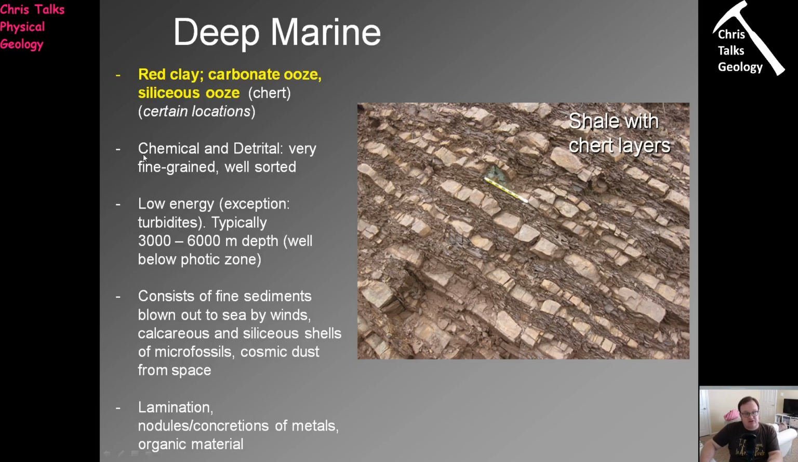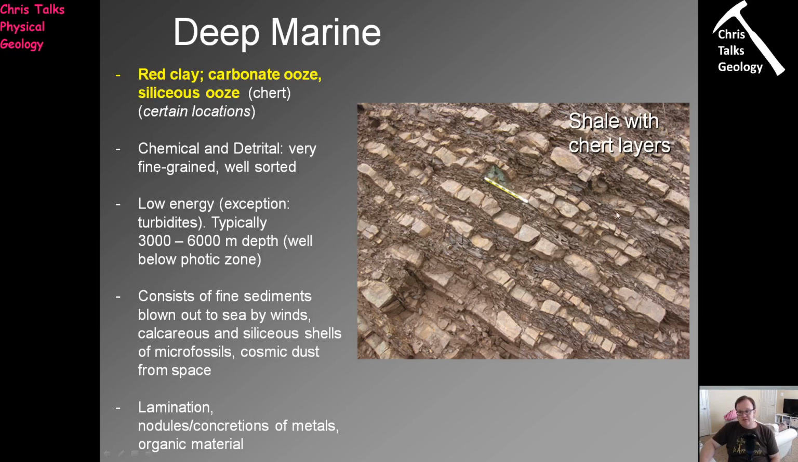Now, as discussed, they're very, very low energy, and they'll typically form between about 3,000 and 6,000 meters underwater. So they're very, very deep. Conditions in this area are essentially well below the photic zone, so there's no photosynthesizing life in this area. So these areas are going to be relatively life poor, so there's going to be relatively few fossils.